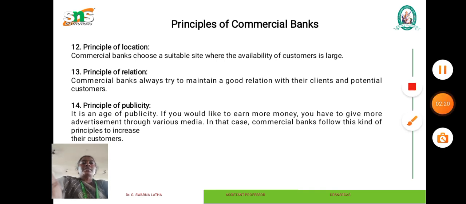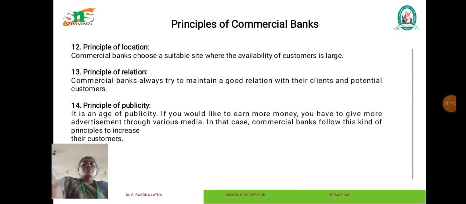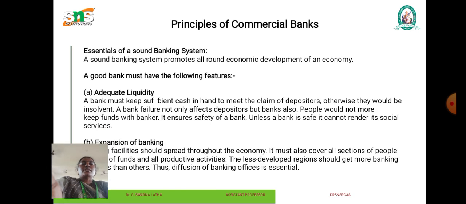The next one is principle of location. Commercial banks choose a suitable site where the availability of customers is large. The next principle is principle of relation. Commercial banks always try to maintain a good relation with their clients and potential customers. The next one is principle of publicity. It is an age of publicity. If you would like to earn more money, you have to give more advertisement through various media. In that case, commercial banks follow this kind of publicity to attract their customers.